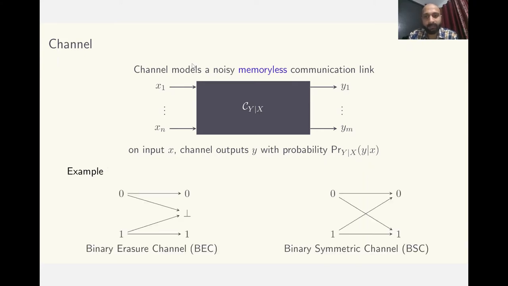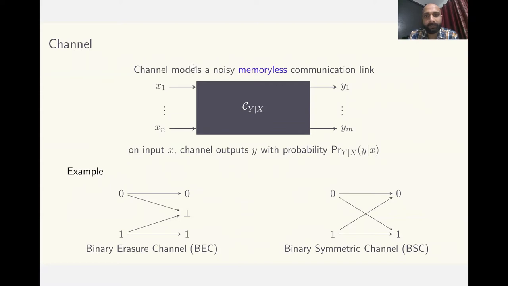Binary erasure channel and binary symmetric channel are two channels that are studied extensively in cryptography and information theory. A binary erasure channel, or BEC for short, takes a single bit as input and erases it with probability, say P, and otherwise lets it pass unchanged. A binary symmetric channel, or BSC for short, takes a bit and flips it with some probability, say P, and lets it pass unchanged otherwise. These channels approximate several natural processes, and they are the main channels of interest in our study.